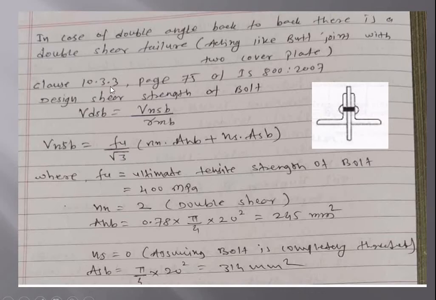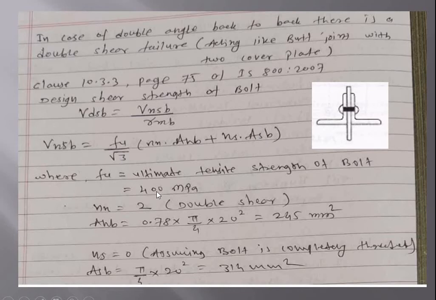Okay, clause 10.3.3, page 75 of IS 800, design shear capacity of bolt. Just now we have seen in the code VDSB is equal to VNSB by gamma MB, and VNSB is equal to FU by root 3 into (NN ANB plus NS ASB). NN is the number of shear planes including threads, ANB is the net area of bolt, NS is the number of shear planes in the shank area, and ASB is the area of the shank of the bolt. Since NS is 0 because we are considering the bolt completely threaded, this term becomes 0.